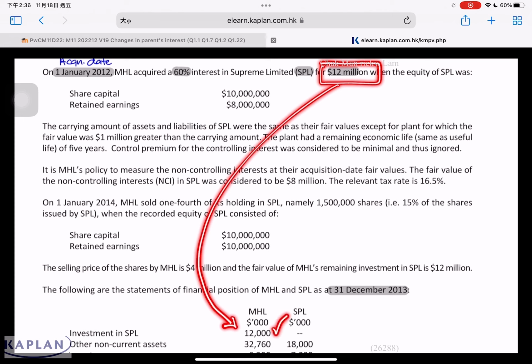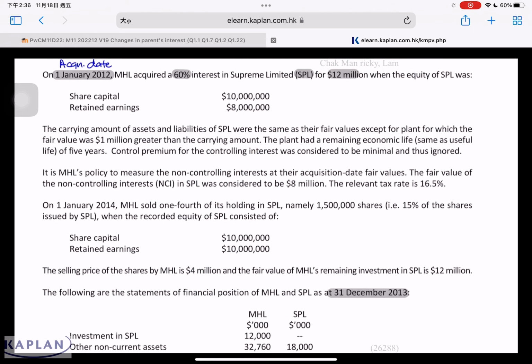The answer is yes. At the day when MHL acquired control of SPL, SPL had share capital and retained earnings. These two added up equal $18 million. This $18 million represents the carrying value of net assets. Then the next question is, any fair value adjustment? Normally there should be. The carrying value of the assets and liabilities were the same as the fair value, except for a plant, which has a fair value of $1 million more.